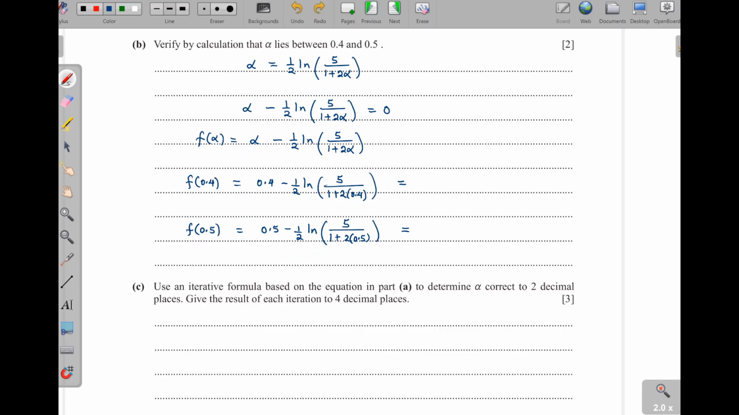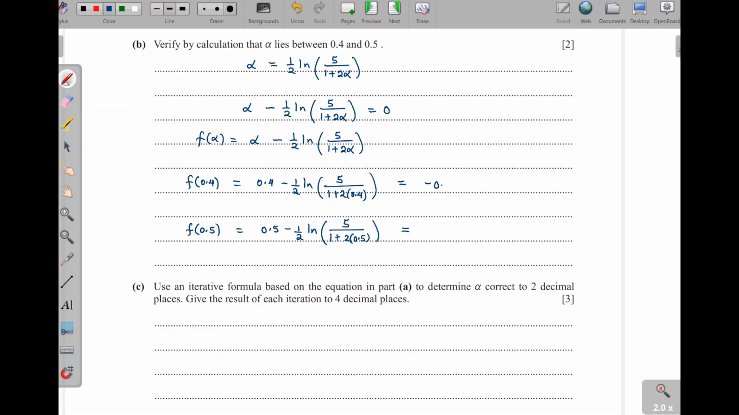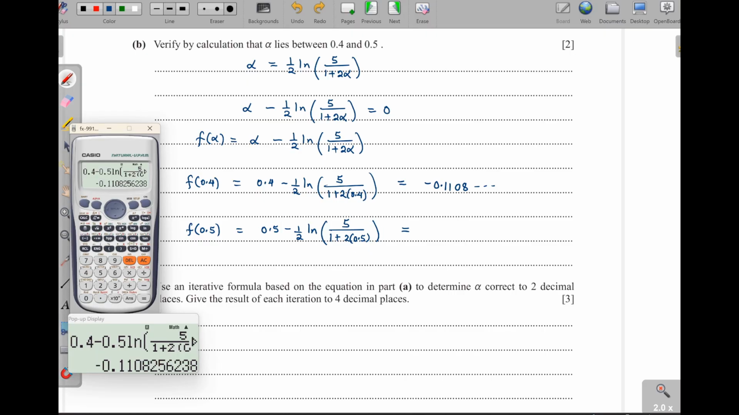Okay, now let's put everything in the calculator. 0.4, then minus a half, I'm just going to write 0.5, then natural log of 5, then out of 1 plus 2 into 0.4, like that, and then we get negative 0.1108, negative 0.11, then 0.8, and the rest of those figures, I don't need to write everything. Then how about here? So wherever there is a 0.4, then I'm going to put a 0.5, okay? Even down here, we have a 0.4, so I put a 0.5, then press equals.